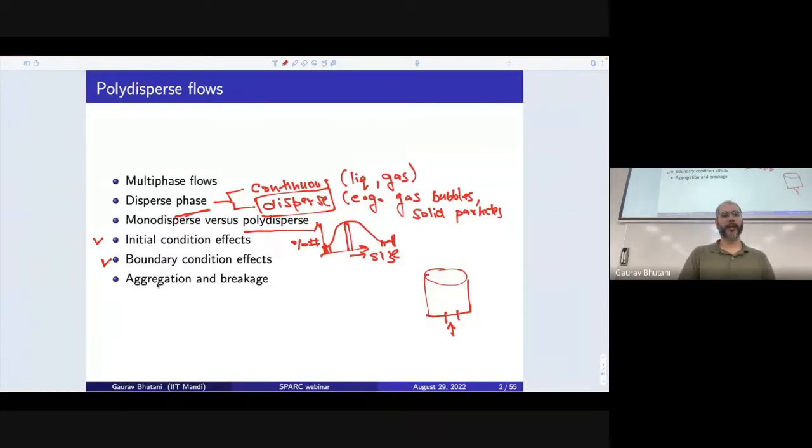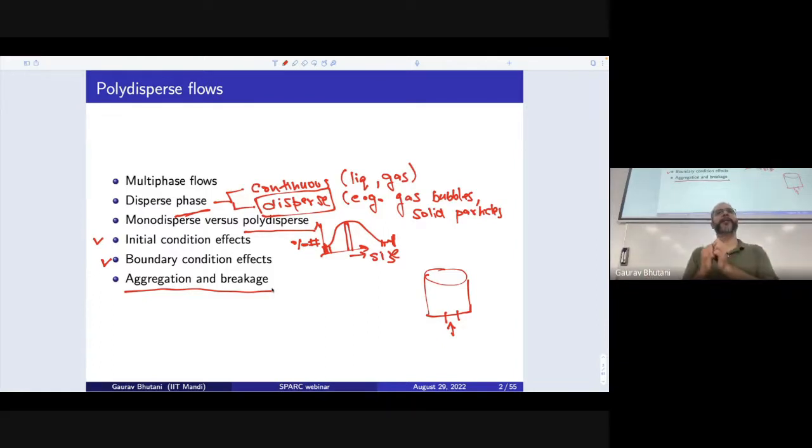So these are two ways, but they are not very interesting. The most interesting part of studying polydisperse systems is when the nature of the phenomena happening inside the system is creating polydispersity. So let's say from the inlet you have bubbles of all 5 millimeters. Inside the system to start with, you had bubbles of 5 millimeters.